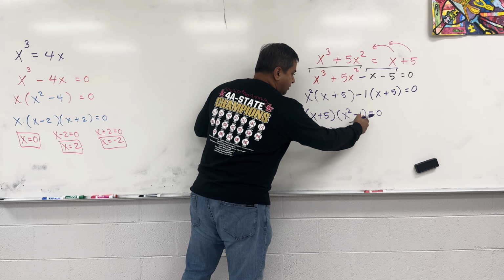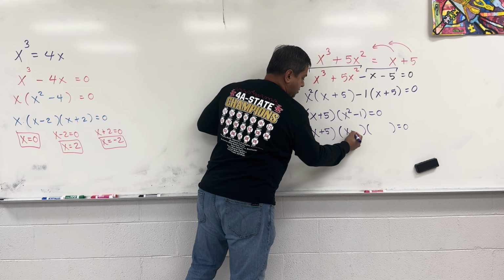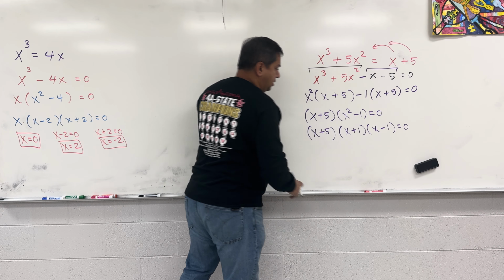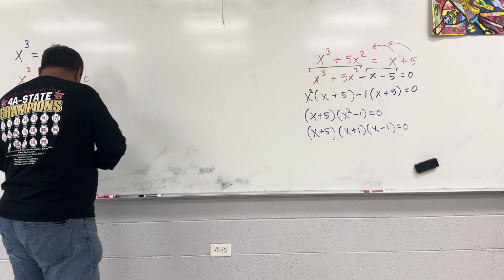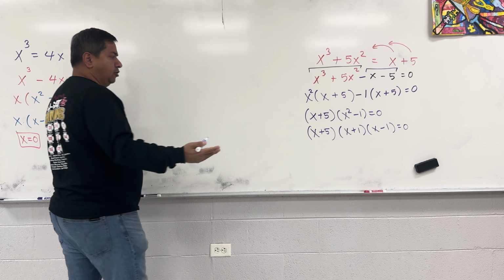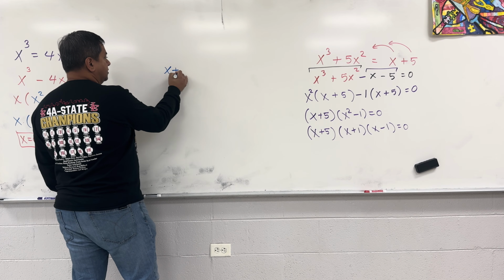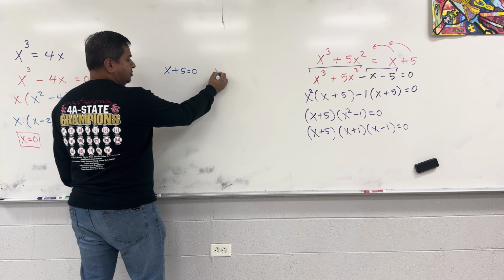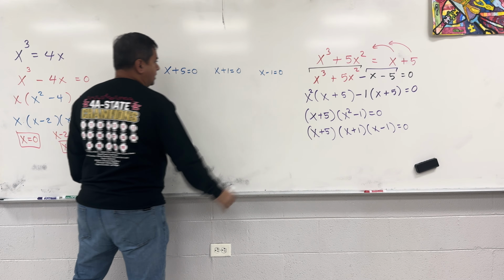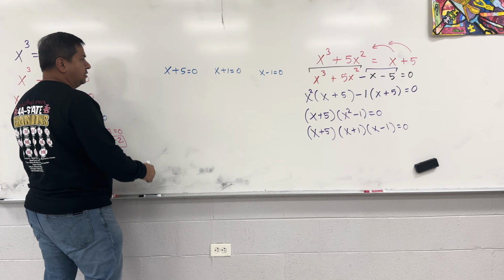How do you factor x squared minus 1? x plus 1, x minus 1. Perfect. So we have 3 factors. To get our solutions, we take each of these factors and set them to 0. All right, so these are your 3 factors that we've gotten down there.